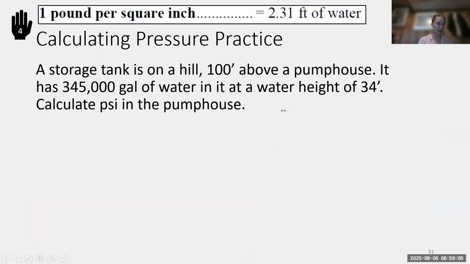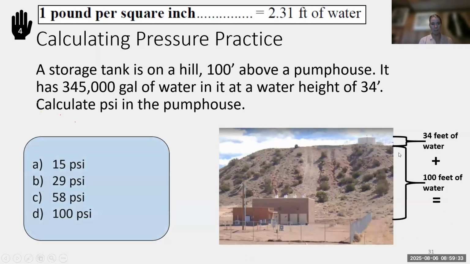This is a problem that I was going to have you all work through, but in the interest of time, I think I'll just treat this as another example, just so that we can make sure that we get you all out on time today. So on this pressure practice calculation, we've got a storage tank. It's on a hill, and it's 100 feet above a pump house, and it's got 345,000 gallons of water, with a water height of 34 feet. So we're going to calculate the pounds per square inch pressure in the pump house.